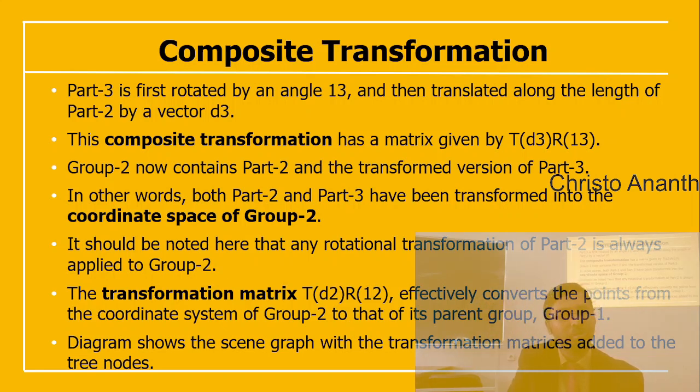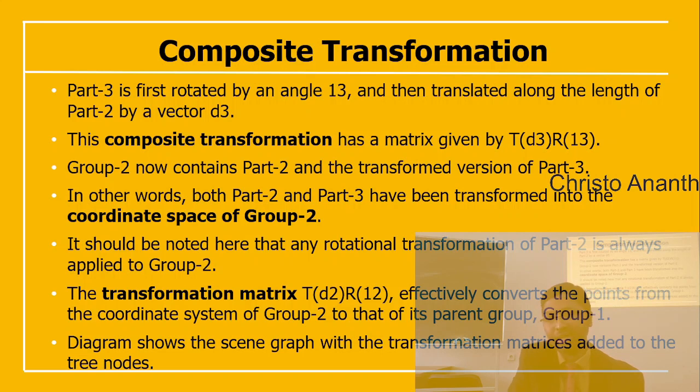Okay, so group 2 will have part 2, and that will have a transformed version of part 3. So both part 2 and part 3 have to be transformed to the coordinate space of group 2, which means that any rotational transformation of part 2 is definitely applied to group 2 as well. Here the transformation matrix T(d2) R(σ2) is going to convert the points from the coordinate system of group 2 to the parent group. What is the parent group? It is actually group 1.